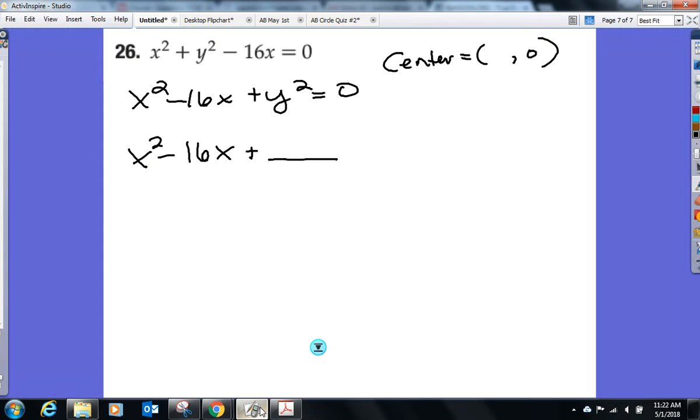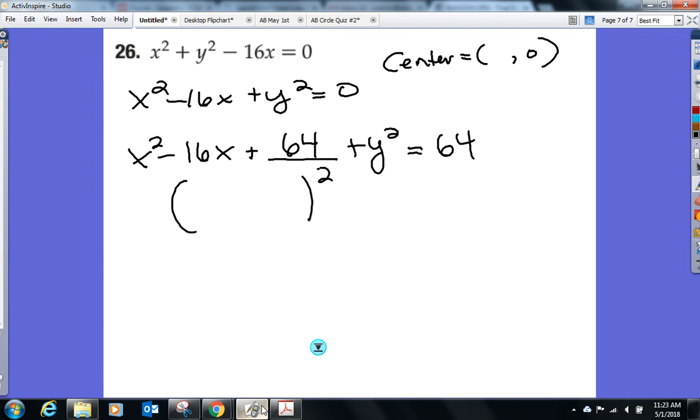Here we go. It is 64. How'd you get 64? Half of negative 16 is negative 8. Negative 8 squared, 64. Got it? And make sure whatever you add to the left, you add to the right. Don't forget about that common mistake. Keep the equation balanced. What do you end up putting in here now?